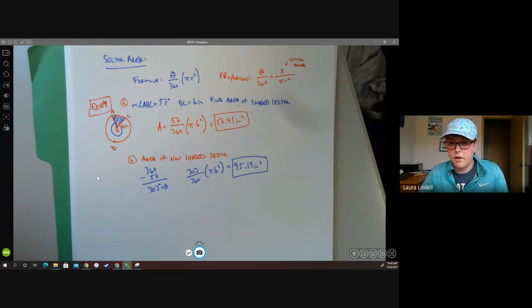So there's sector area. Any questions on that one? Any numbers we're not sure where they came from? Steps we're not sure how they work or anything like that?